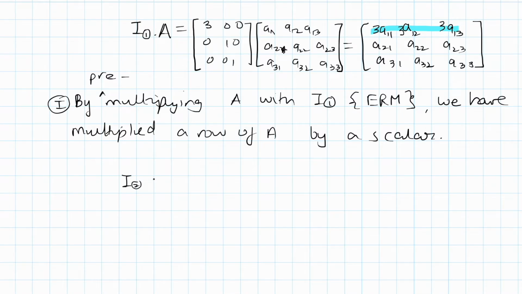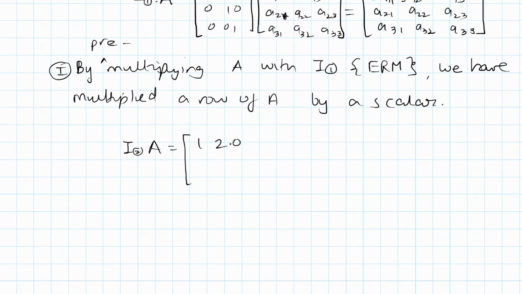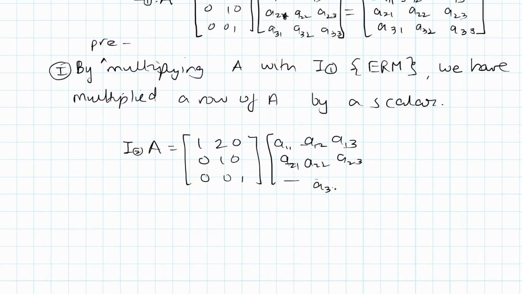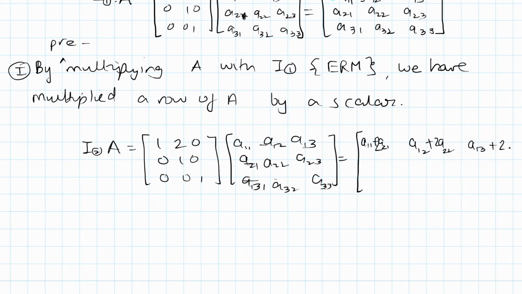Now let's compute I2A. What was I2? I2 was 1 2 0 0 1 0 0 0 1. And A again is A11 and so on. So if I multiply this, let's see what happens. The first element is A11 plus 2 times A21, because 2 will be multiplied by the second row. The second element is A12 plus 2 times A22. The third element will be A13 plus 2 times A23. And you can obviously compute the others.